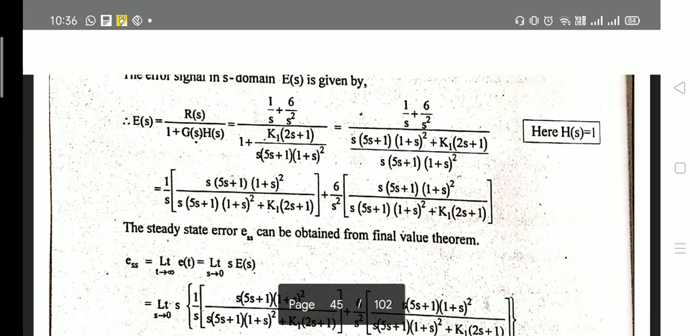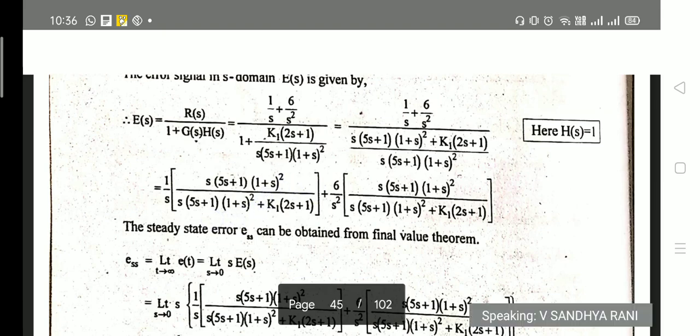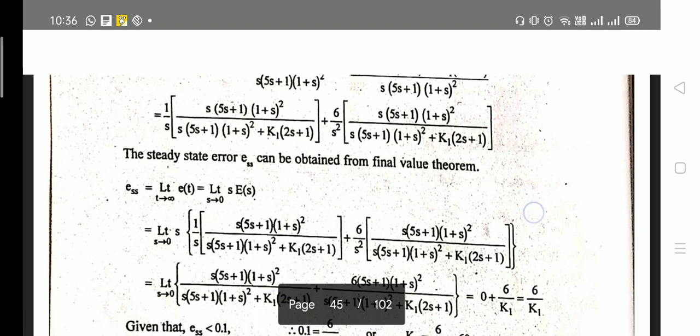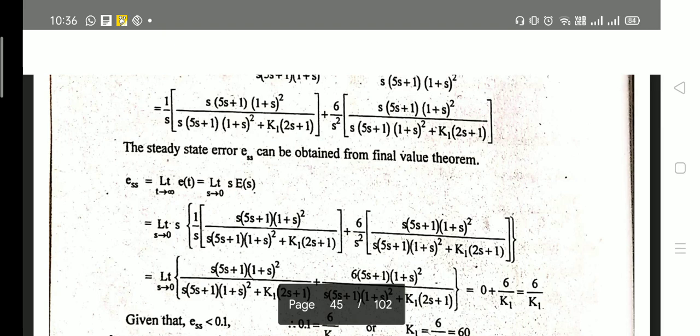Then after we can simplify this one. We will get (1/s)(s(5s + 1)(1 + s)²)/(s(5s + 1)(1 + s)² + K1(2s + 1)) + (6/s²)(s(5s + 1)(1 + s)²)/(s(5s + 1)(1 + s)² + K1(2s + 1)). So the final e(t) value, ess, is equal to limit s tends to 0 of s into E(s). Yeah, multiply with s.